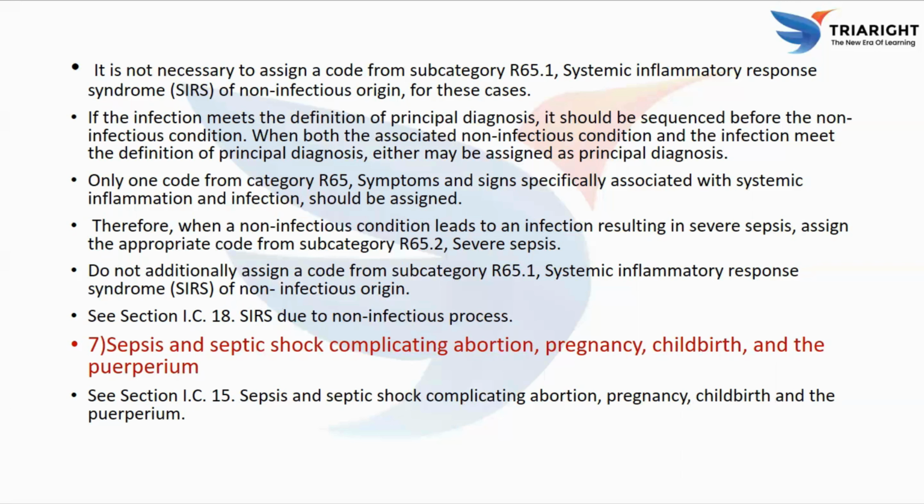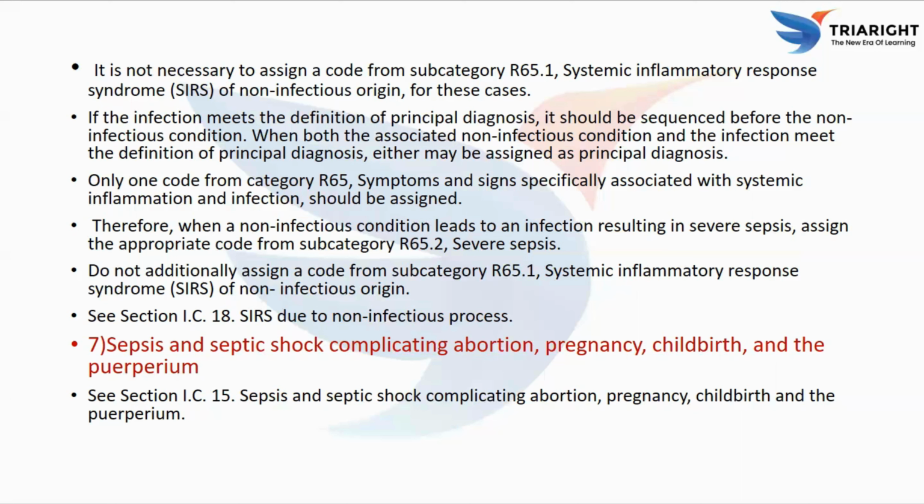So if the infection meets the definition of principal diagnosis, then the infection should be sequenced first. However, the guideline also says when both the non-infectious condition and the infection meet criteria for principal diagnosis, either may be sequenced first. Example, a patient is admitted with burn injury, burn infection and sepsis. So both burn and infection may meet the principal diagnosis definition. So the coder chooses based upon the circumstances of the admission and or the provider statement.